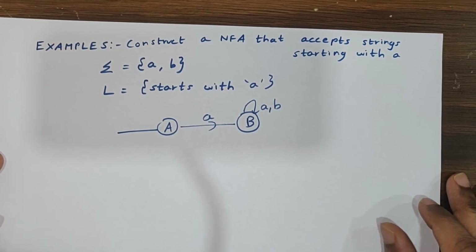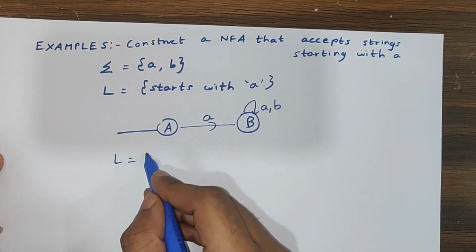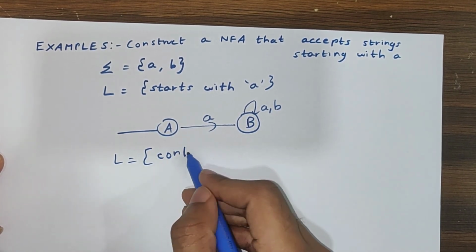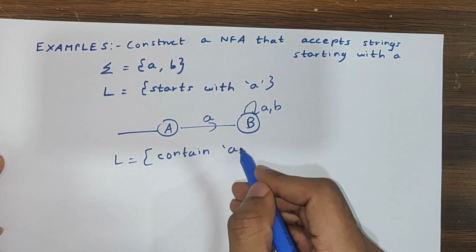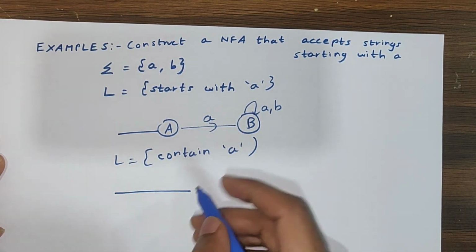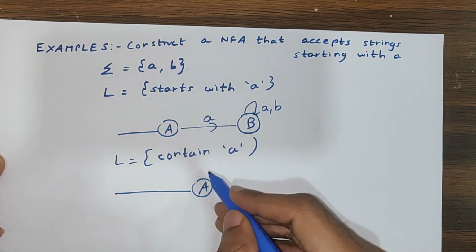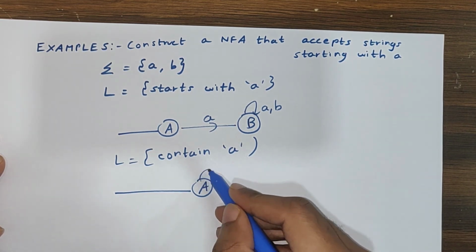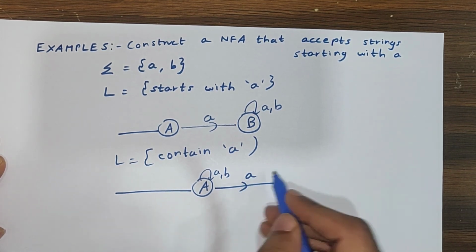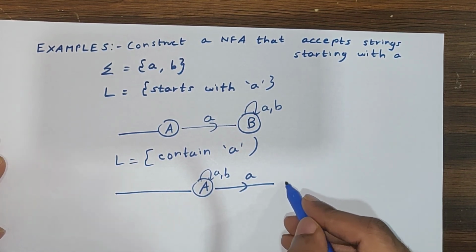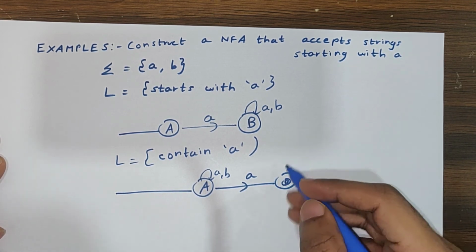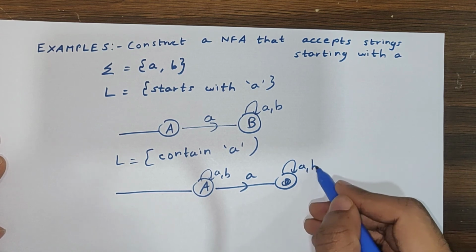Now let us see another example. Let the language be strings containing A. So the NFA will be A, and it can be A or B. Since it should contain A, this is the final state, and it can contain A or B.